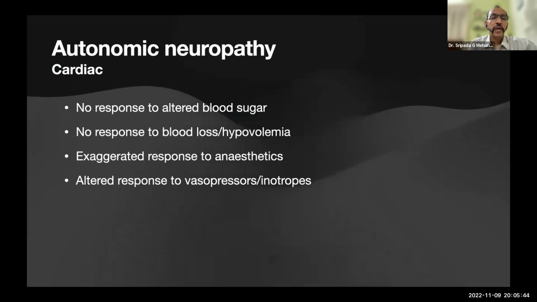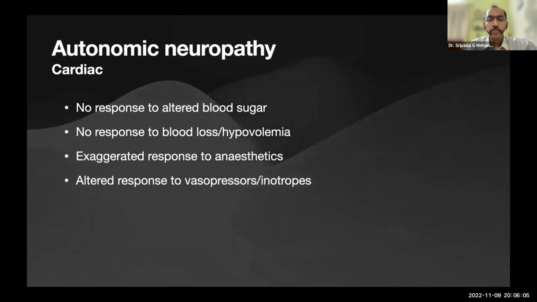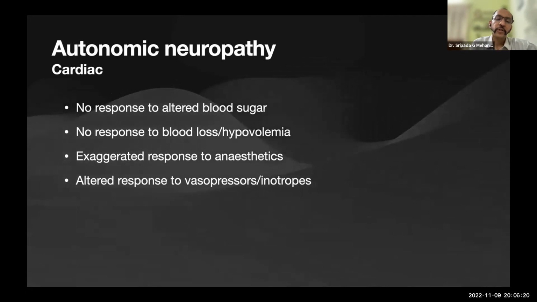Therefore, these patients will have less response to altered blood sugar levels, whether it's hyperglycemia, which is less dangerous than hypoglycemia. Hypoglycemia normally gives rise to various symptoms like feeling of weakness, sweating, palpitations, cold clammy peripheries, and so on and so forth. But under anesthesia, many of these signs either don't manifest, or because of autonomic neuropathy, they cannot manifest. So there's a big problem in diagnosing the decrease in blood sugar and its complications. Then there is no response or altered response to blood loss or hypovolemia of any reason.